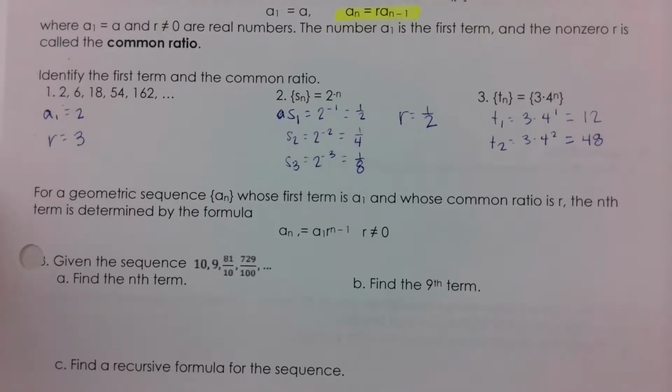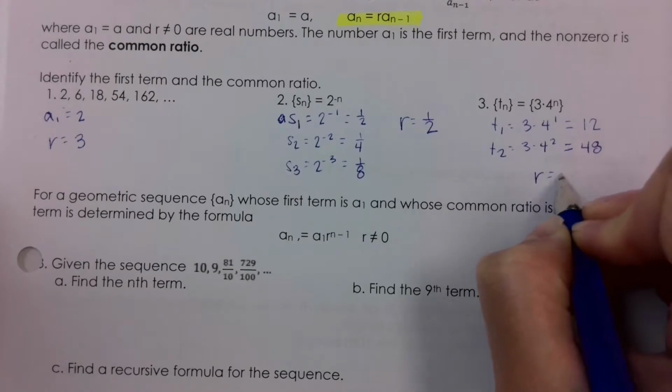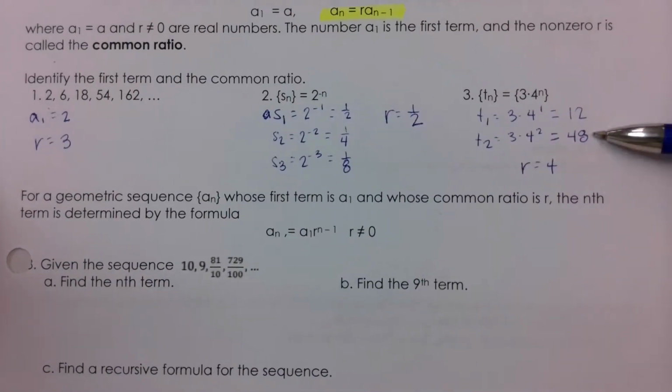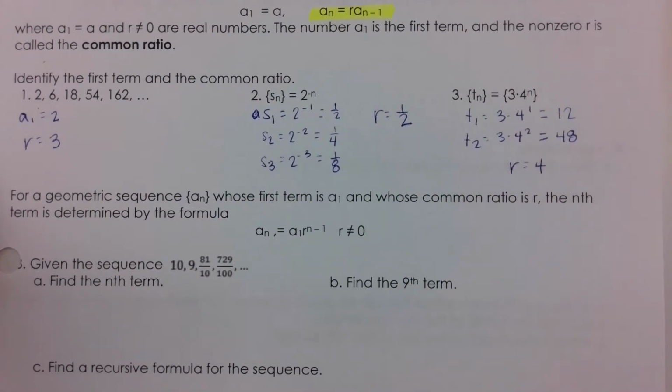We could keep going, but do we really need to? We can go ahead and find our common ratio, right? So what do they have to multiply 12 by to get to 48? 4, so we just say R equals 4. And again, if you weren't sure, you could just divide, so 48 divided by 12 will get you there as well. Questions?